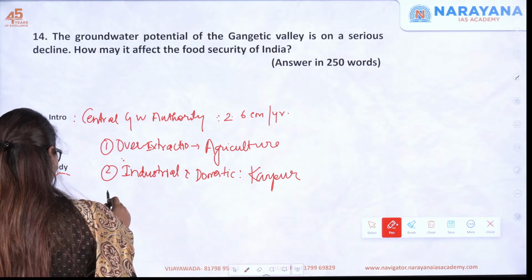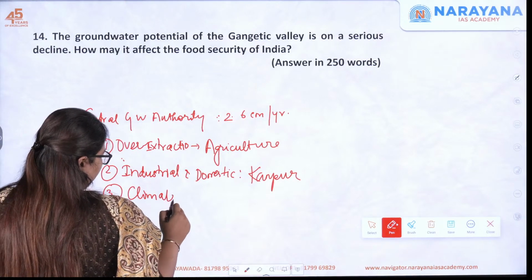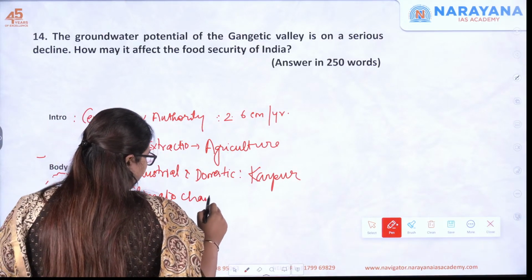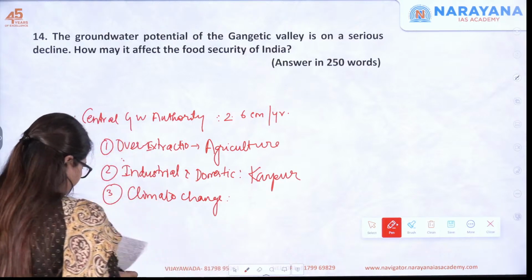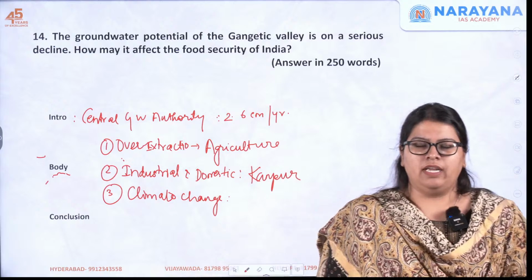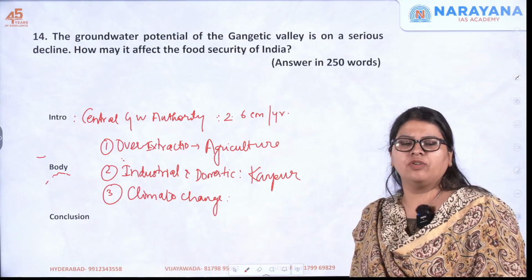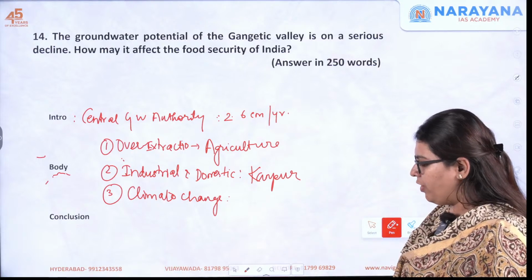Next one is climate change impact. What is climate change impact? It is because of the erratic rainfall. Then it can be because of the, what to say, the vagaries of nature. There are different drought conditions, etc. So that can also be one of the reasons.